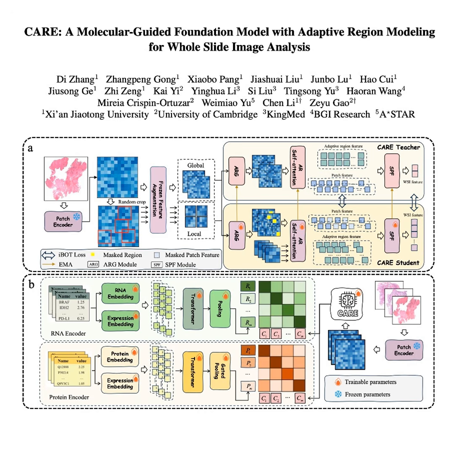They tested CARE on 33 different downstream benchmarks. We're talking everything from basic morphology classification to predicting highly specific molecular mutations like TP53 or HER2, all the way to survival analysis, actually predicting patient outcomes. And CARE achieved state-of-the-art results across the board.